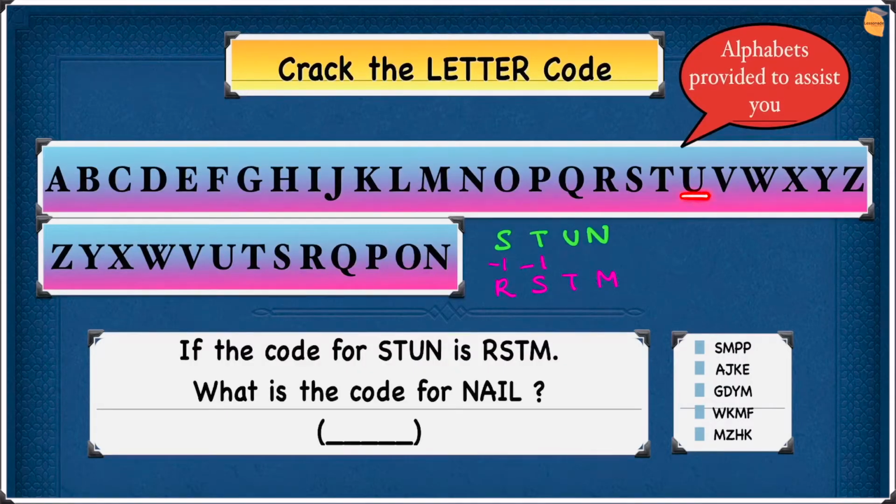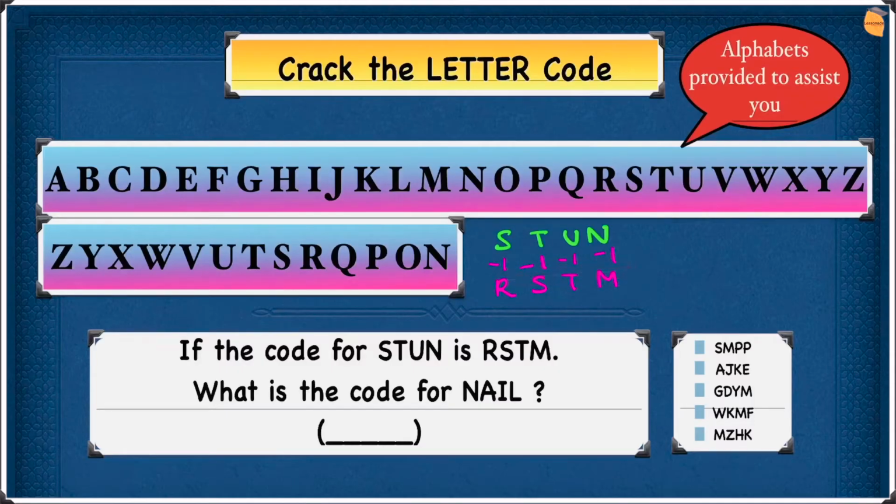So write -1, and then again we got U and T. U is over here, T is over here. One step backwards is -1. And finally we have N and M. N is over here, M is over here. One step backwards is -1. So this was the easy one, as you could see, because all the letters decrease by -1.